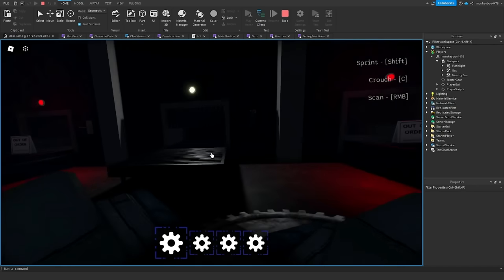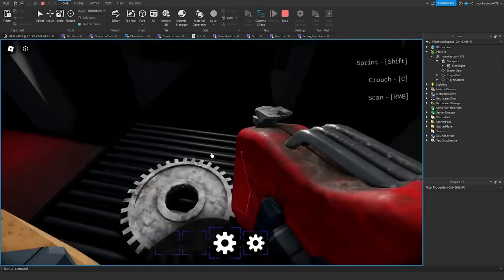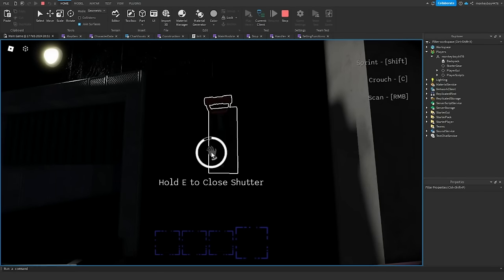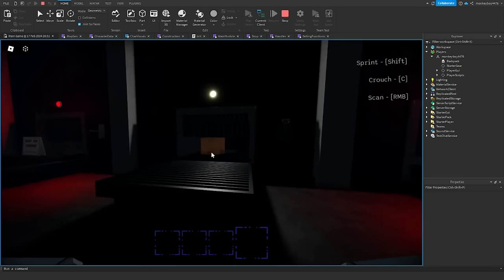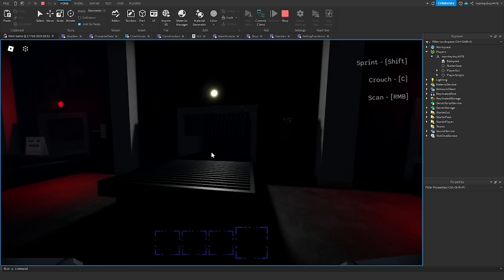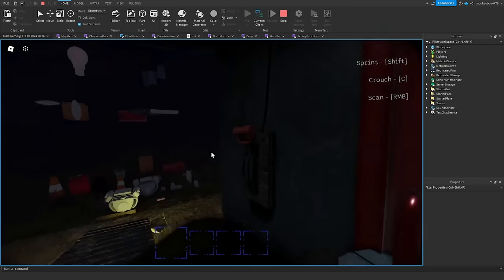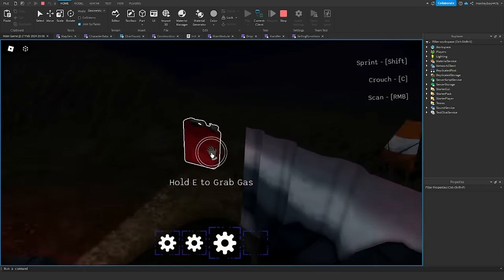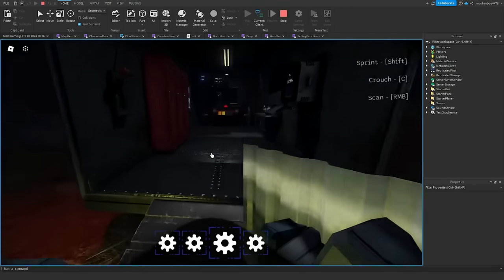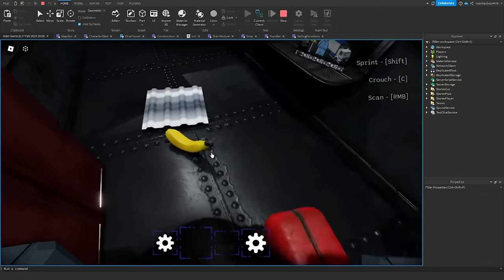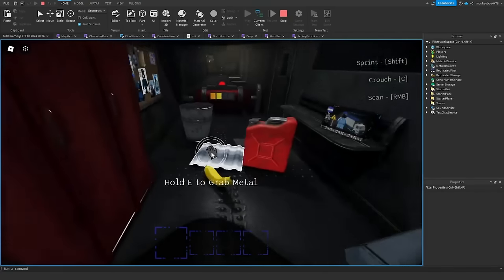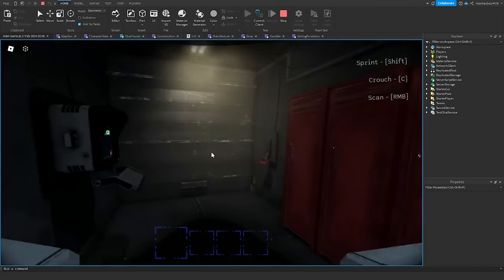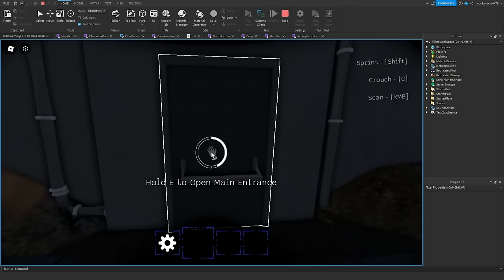First clip we have here is the selling mechanic. Next clip we have here is of the finalized interaction system. And here is the map generation. The new rooms have not been implemented yet.